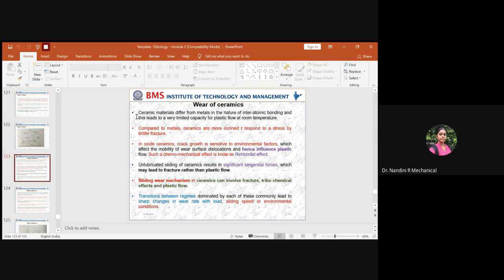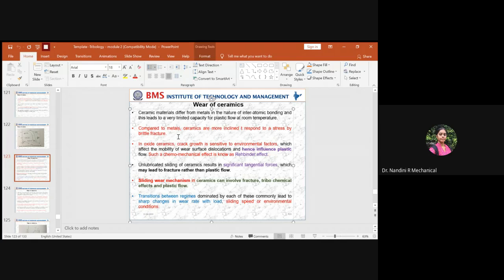Here you can see ceramic materials always differ from metals. Why? It is due to the nature of interatomic bonding. I told you it is mainly due to ionic or covalent bonding, whereas in the case of metals, it is direct metallic bonding which takes place, right? So this is one difference with respect to metals. As a result, this leads to a very limited capacity for plastic flow at room temperature. Due to this, the plastic flow at room temperature will be comparatively limited in comparison to that of metals.